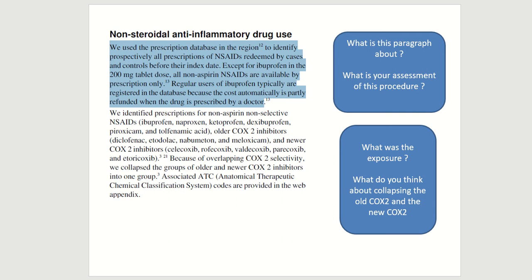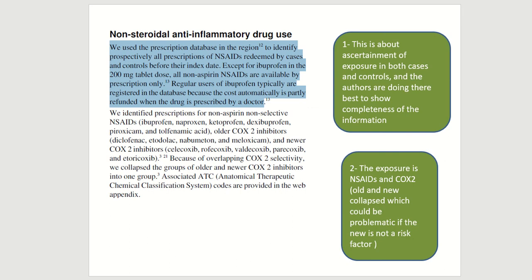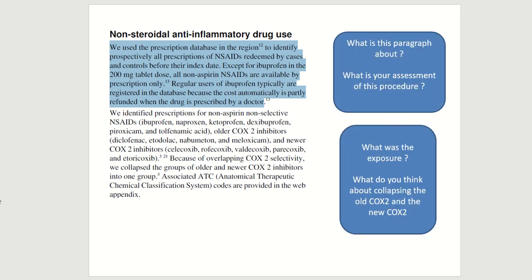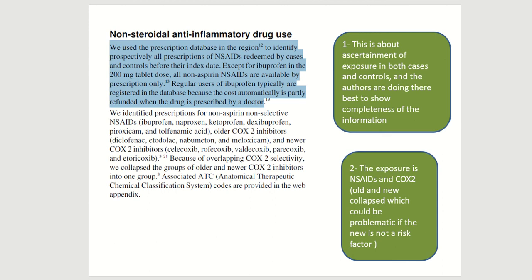So let's continue to see what I have as comments here. I'm sorry, let's go back and read the question. So, what is this paragraph about? What is your assessment of these procedures? What was the exposure? What do you think about collapsing the old COX-2 and the new COX-2? Let's see if I get the answers. This is about ascertaining the exposure in both cases and controls, and the authors are doing their best to show completeness of the information. They're trying to tell us that we're doing a very good job.